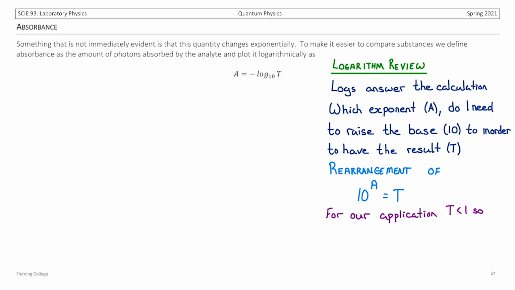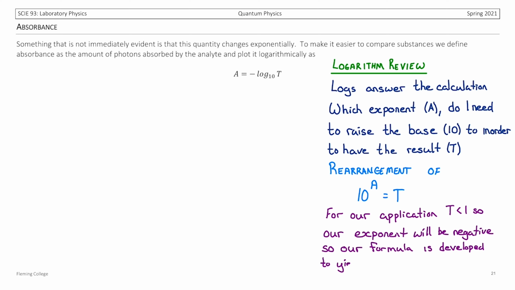Remember, in our application, t is always less than 1. So in order for us to have the result of this exponential equation, our exponent will always be negative. So we develop our absorption formula with that negative in front of the log to make sure we always get a positive value for absorption.